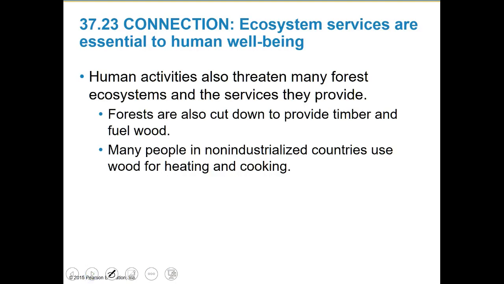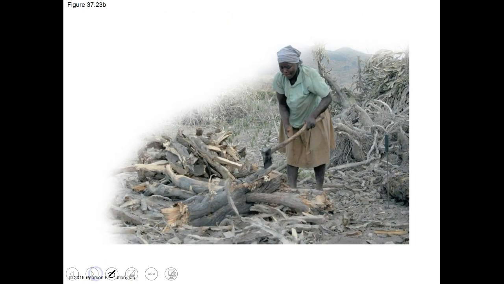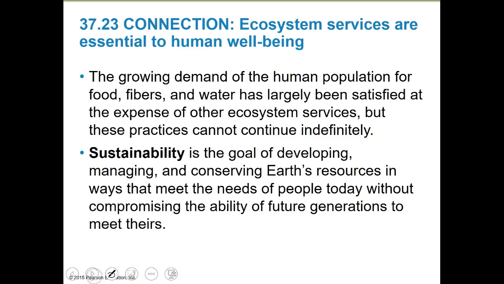Human activities also threaten many forest ecosystems and the services they provide. Forests are also cut down to provide timber and fuel wood. Many people in non-industrialized countries use wood for heating and cooking, which I don't think is quite that bad, but cutting forests down to provide timber is kind of tricky. On a small scale, I'm not sure that it's that big of a deal, but as we move into the larger scale, it does become a big deal.